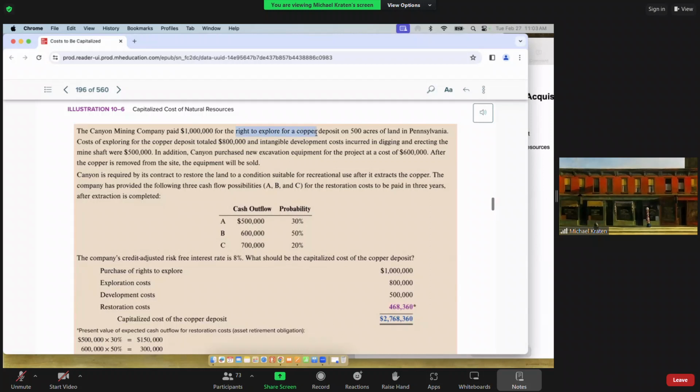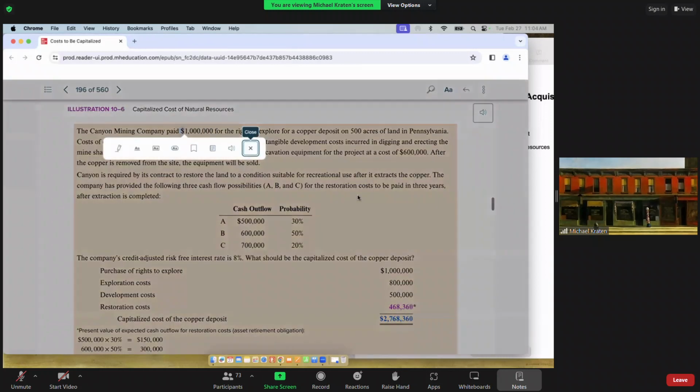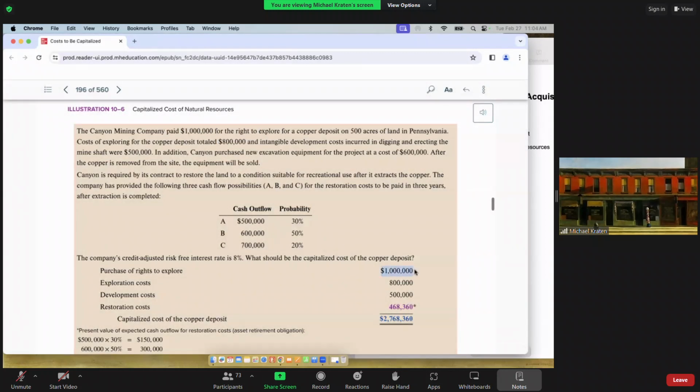I am buying the right to explore for copper. Now, actually, you see a lot of this happening in Houston, except it's not copper that companies are looking for. It's the right to explore for oil and gas. Same idea, though. I am spending a certain amount of money, $1 million, for the right to explore for oil and gas. To begin with, what I am buying is valued at $1 million.